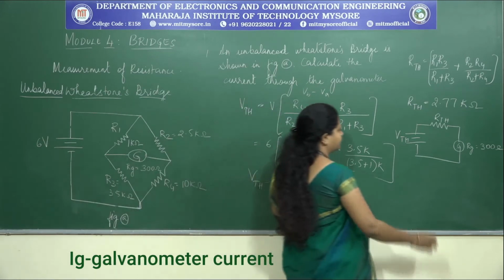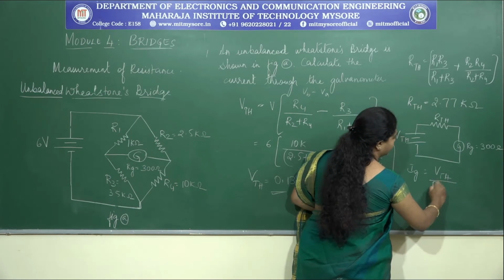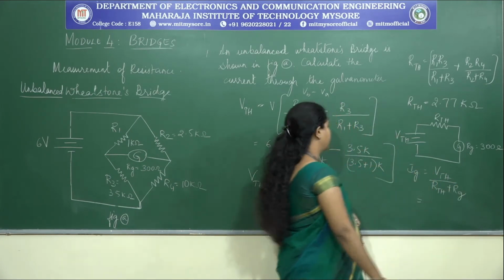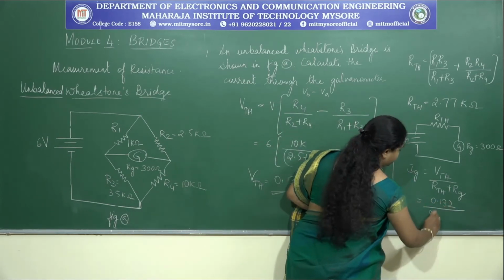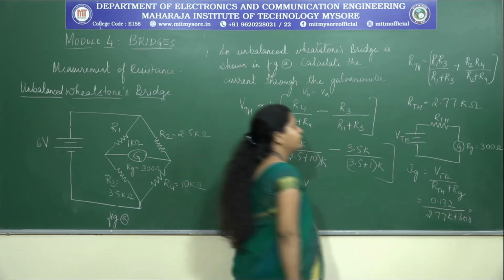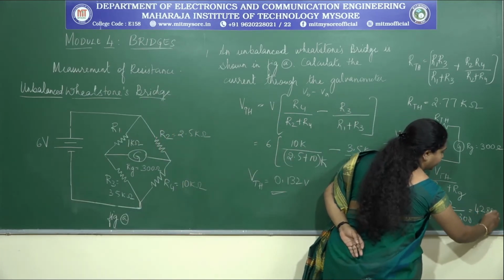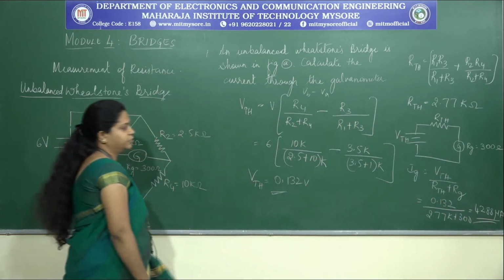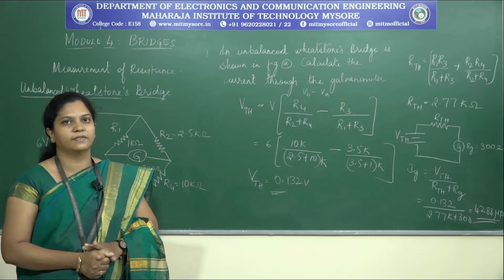Gate current. So, Ig is equal to Thevenin divided by R Thevenin plus Rg. So, find out what is the value. 0.132, R Thevenin is 2.77 kilo plus 300 ohm. What is the galvanometer current you are going to get? Value 42.88 microamperes. See whether you are getting the same answer. 42.8 microamperes is the current that is flowing through the galvanometer.